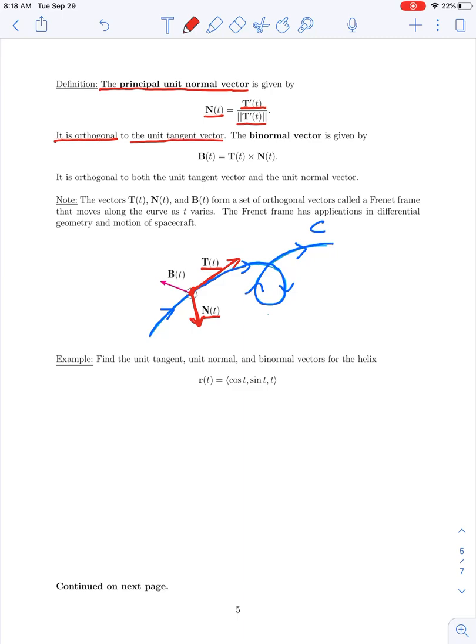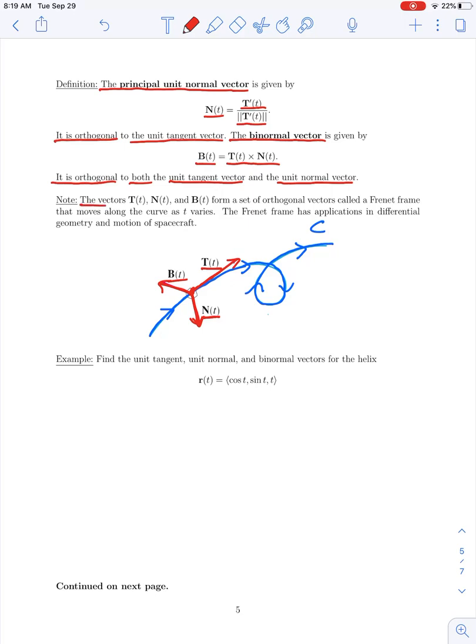Now another vector that we can define is called the binormal vector, denoted as capital B(t), and it's defined as the cross product of the unit tangent vector and the unit normal vector. We've seen that one property of the cross product is that the cross product of 2 vectors is a vector orthogonal to both of the vectors we were taking the cross product of. So on our curve here, taking the cross product of those 2 vectors, we get this B(t) vector called the binormal vector.